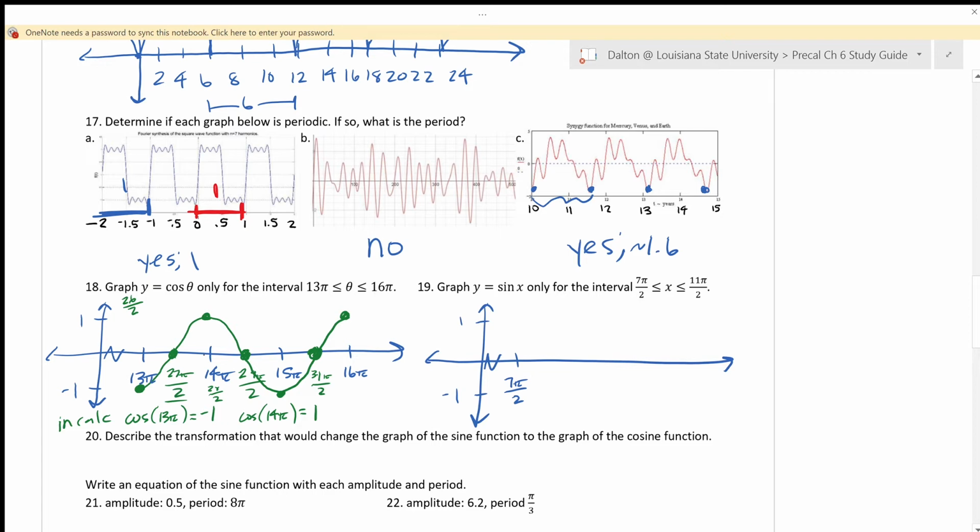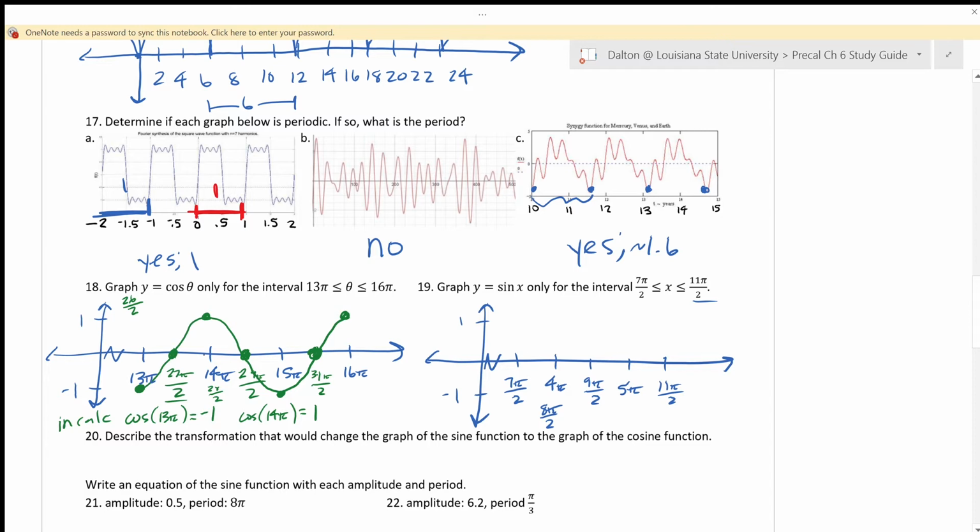Okay, if I count by another half, 7 pi over 2, then I get 8 pi over 2, which is the same thing as 4 pi. And then I've got 9 pi over 2. And then 10 pi over 2 is 5 pi. Then I've got 11 pi over 2, and that's my end value. That's where I need to stop anyway.